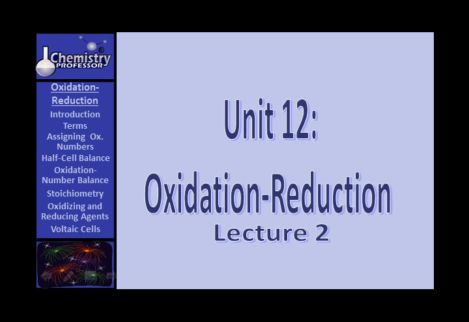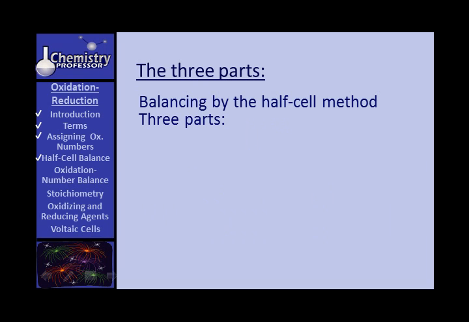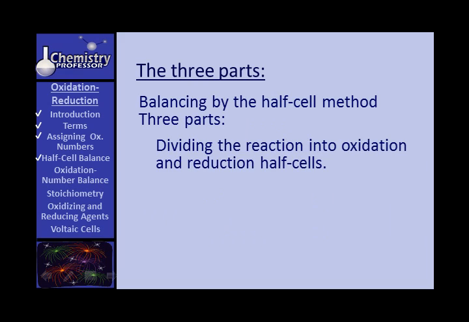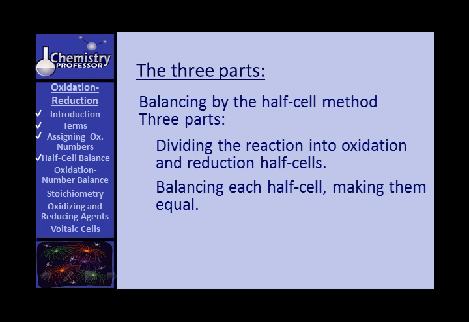Oxidation Reduction, Lecture 2. Remember, there are 3 essential steps in balancing equations by the half-cell method. They are dividing the reaction into oxidation and reduction half-cells, and then balancing each of those half-cells independently, but make them equal. In other words, make electrons lost equal electrons gained. And then add those half-cells algebraically.